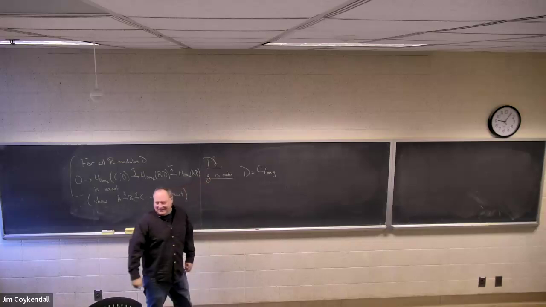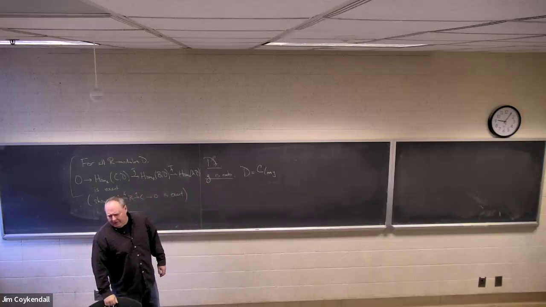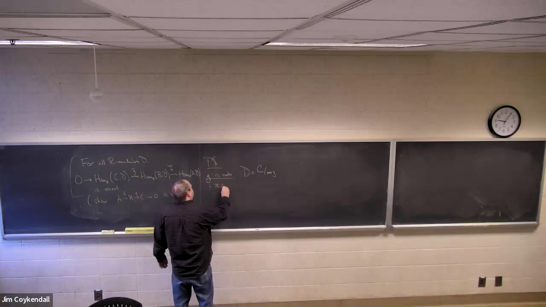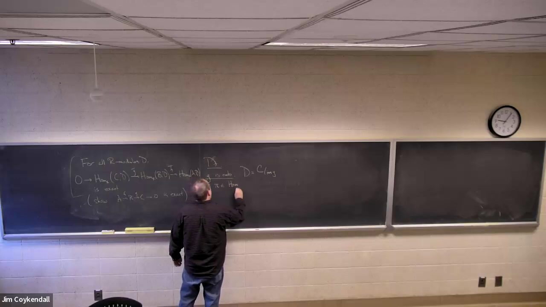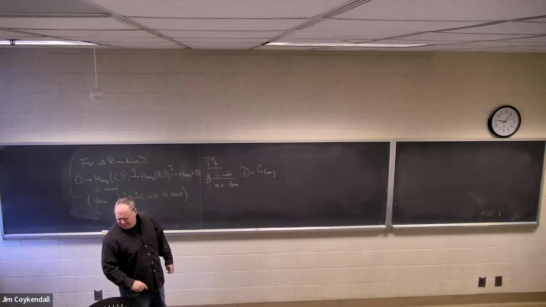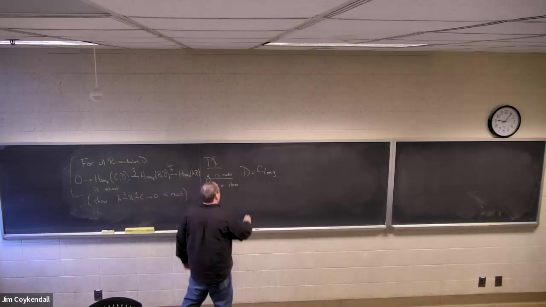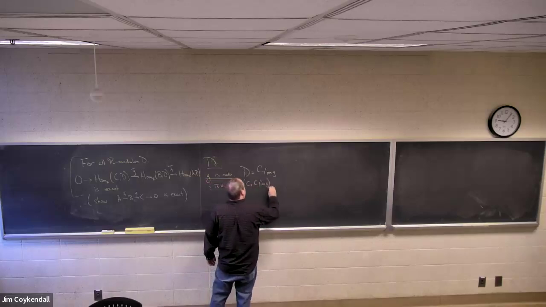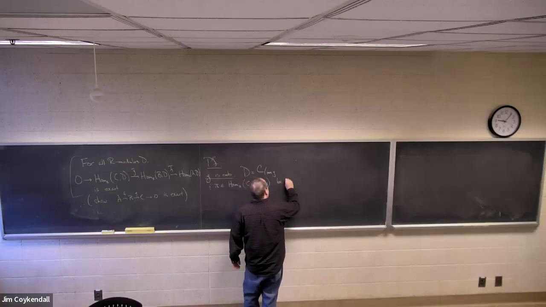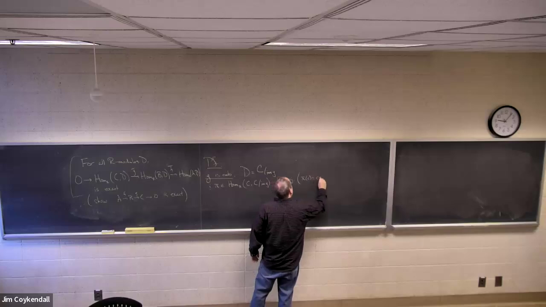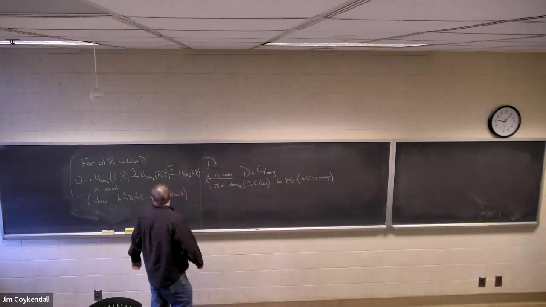I want to select D to be C mod the image of G, and let pi in Hom(C, C mod image G) be the projection. So pi of C is C plus the image, the coset.